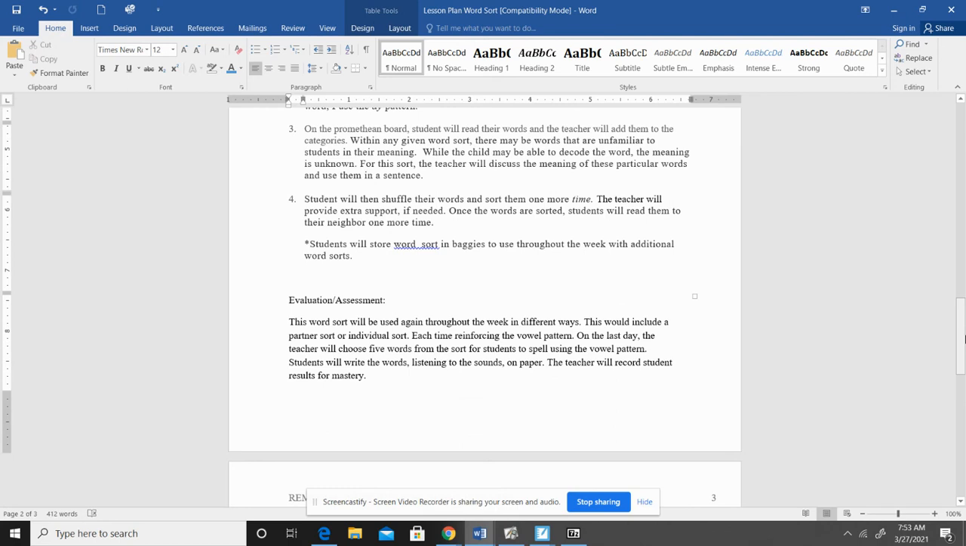So the assessment for the word sorts, after using these throughout the week to reinforce that vowel pattern, usually on the day before, I'll do a little test with five words, and they'll do this on a piece of paper. I will call out the words, and they will have to decode, sound out, and spell that word on a piece of paper. At this point, I'm usually observing, walking around, taking notes, and seeing which students have mastered this and which students are still struggling and may need some small group help.